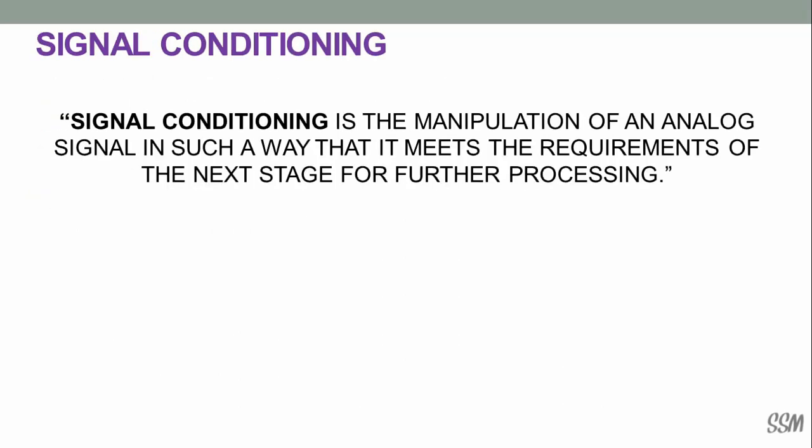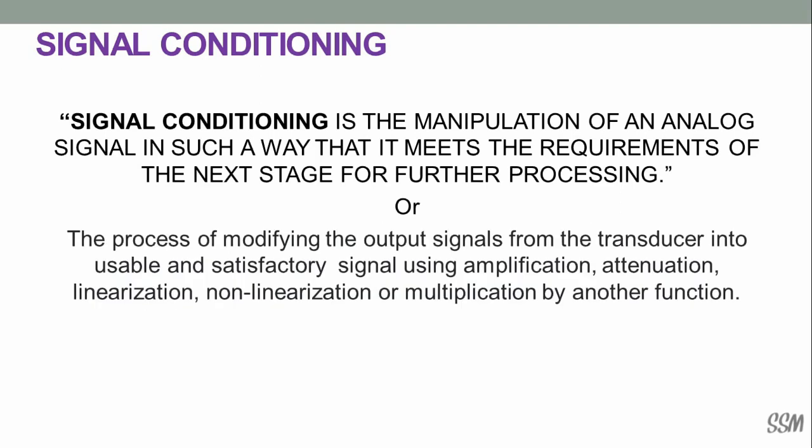First, we'll define signal conditioning. Signal conditioning is the manipulation of an analog signal in such a way that it meets the requirement of the next stages for further processing. Or more precisely, with respect to sensors and transducers, we can define signal conditioning as the process of modifying the output signals from the transducer into usable and satisfactory signals using amplification, attenuation, linearization, nonlinearization, or multiplication by another function.